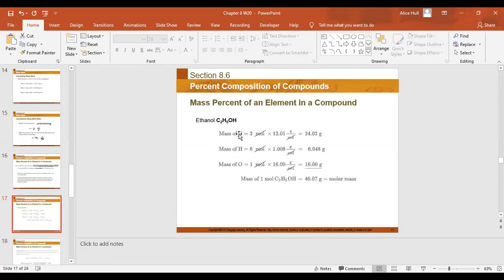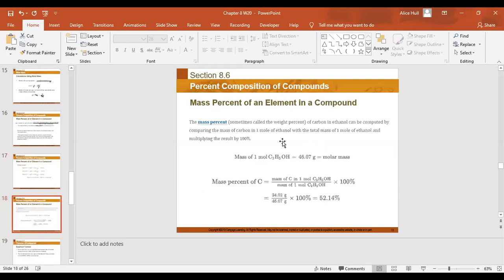The mass of carbon, we have 2 moles, times the molar mass from the periodic table. This is just what we were doing, the 24.02 grams, okay? The mass of hydrogen, we have 6, so we have the 1.008, or you can round it to 1.01, going to equal 6.048 grams for hydrogen. The mass of oxygen, there's only 1, is the 16 grams per mole. We end up with 16. So the mass of 1 mole of ethanol is going to equal 46.07 grams, which is the molar mass. That's adding all these up together.